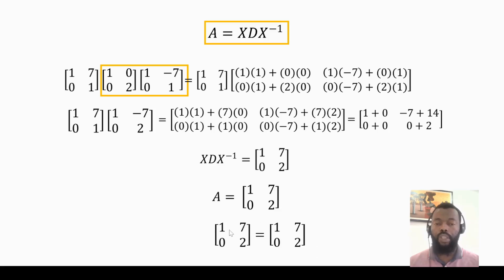So we can confirm that we have proved that the matrix A is equal to the product of X times matrix D times the inverted matrix of X.